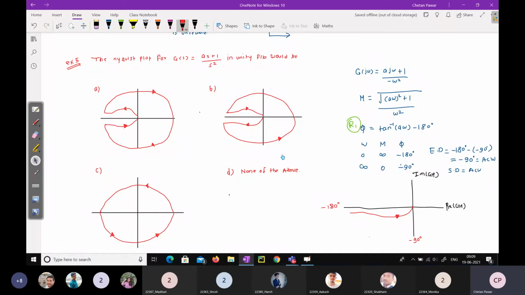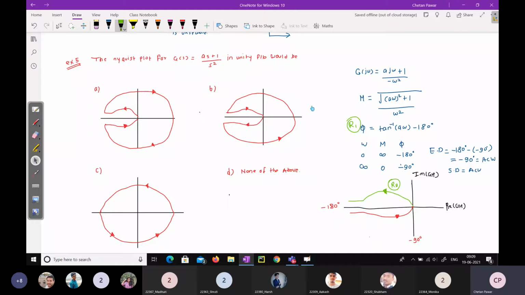What will be the inverse polar plot? That will be the mapping of region 3, the inverse polar plot. That will be the mirror image of it. So this is the mapping of the third region in a Nyquist contour, right?